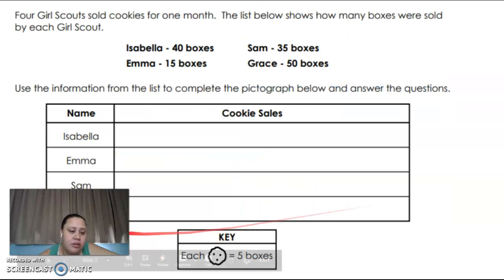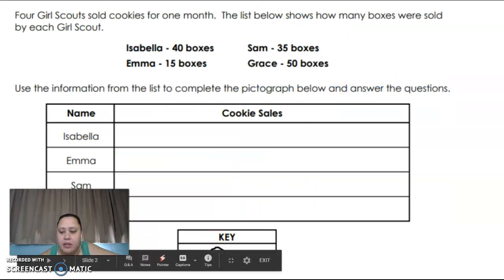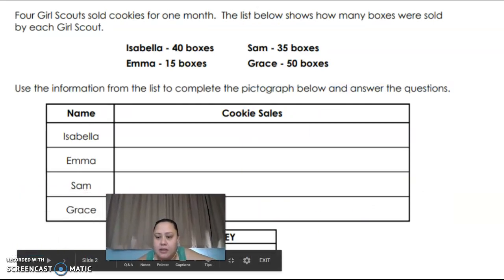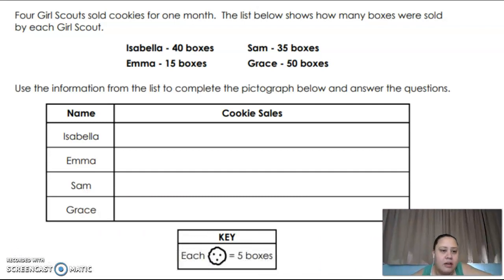All right, so let's do this one together because this is very similar to what you will be doing in your practice. It says 4 Girl Scouts sold cookies for 1 month. The list below shows how many boxes were sold by each Girl Scout. And I'm just reading the names, and that is pretty funny that 3 of these names are 3 of my girls in my class. So Isabella, Emma, Grace, and then Sam. So those are the amount of boxes they sold.